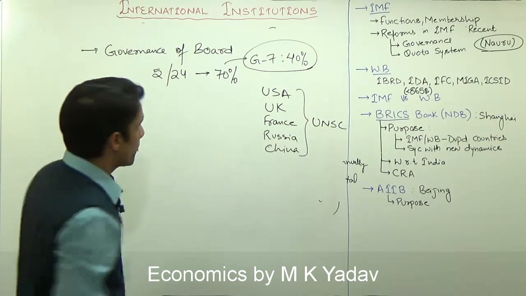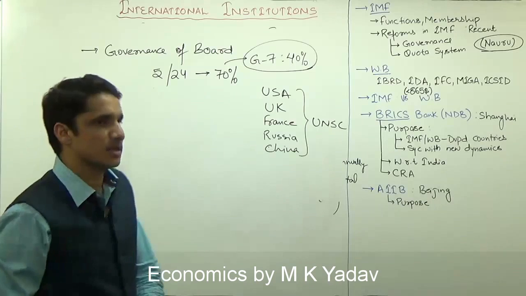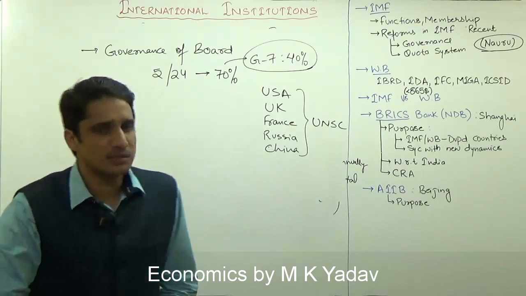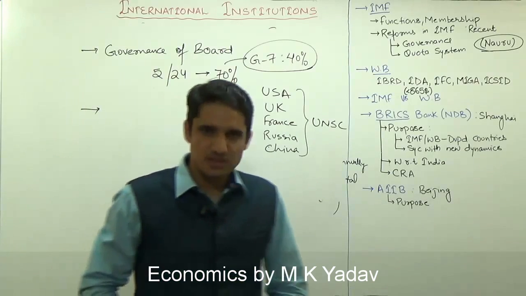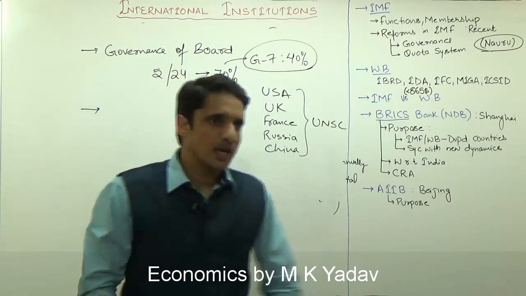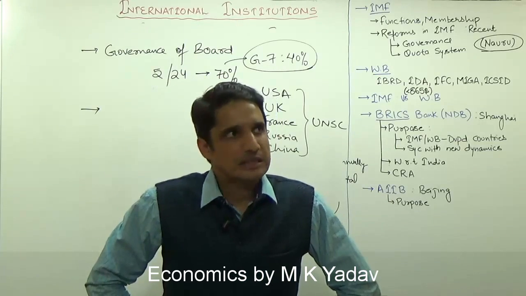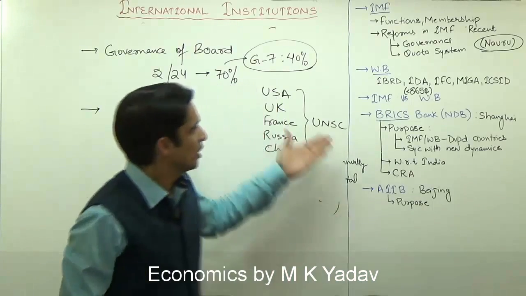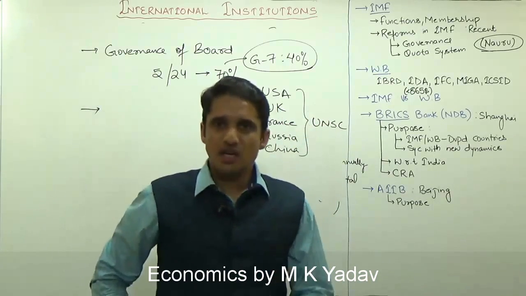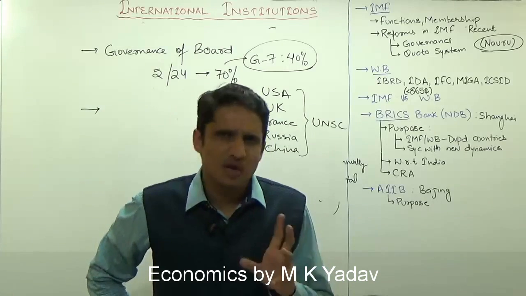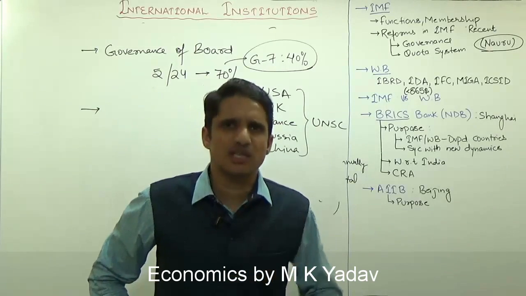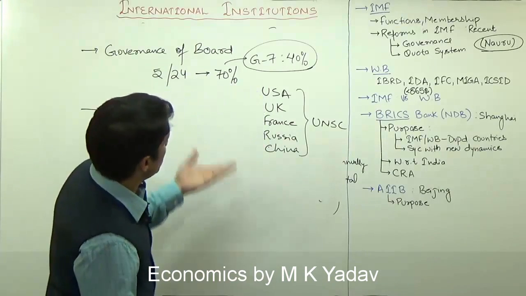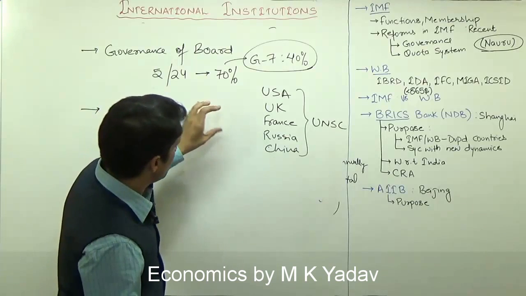Then the quota system. The demand for change in the quota system arrived after the recent recession of 2008. After the recession of 2008, the bargaining power of the developing countries, which means China, India, Brazil, and somehow we can say Russia also, not that good, but still they are good in comparison to the European countries. China is the second largest economy of the world.